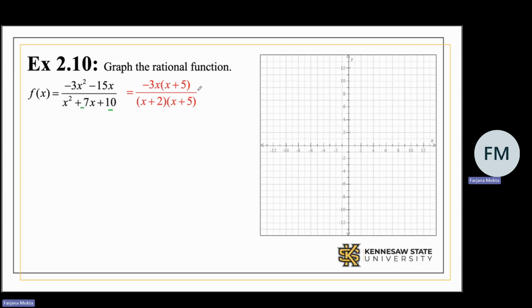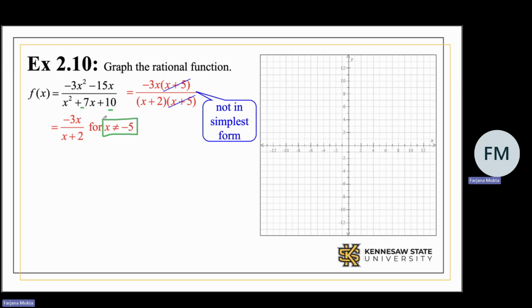Now that's not in simplest form. We have a common factor between numerator and denominator. So we'll cancel out the common factor and we'll get the simple form, which is negative 3x divided by x plus 2. But again, we have to be careful that this simplest form is for x not equal to negative 5. That means the point that we are getting from the factor that is getting canceled.